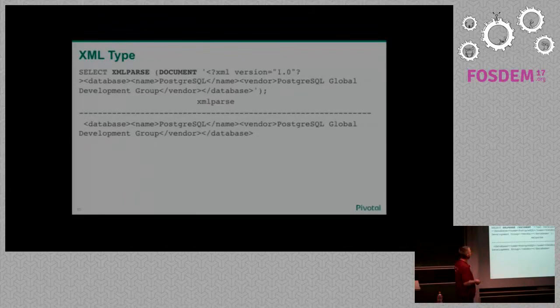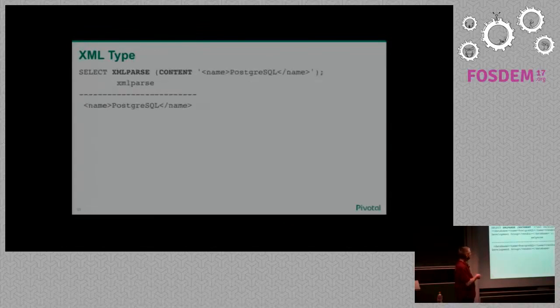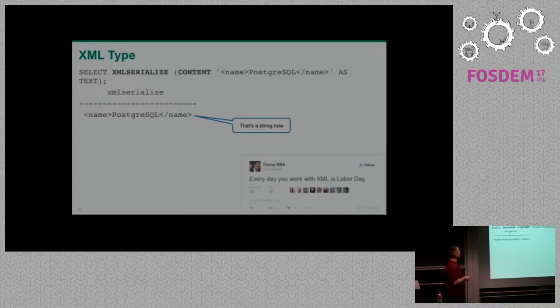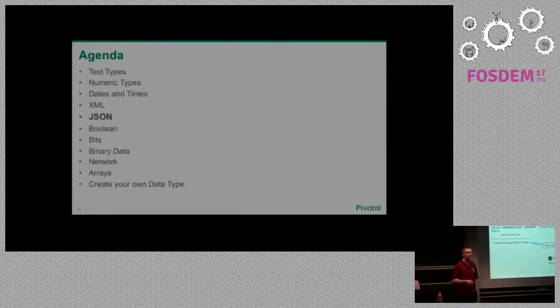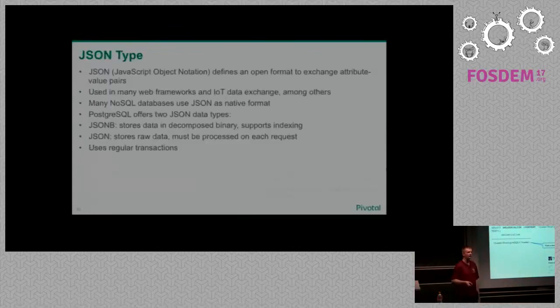So I have a few examples for you. We use XML parse to store a document. Here we have a full document using XML, and you see it returns my full document here. I can also store just a part of an XML document. And if I want to retrieve it and use it somewhere else, I can use XML serialize, have my XML content here, and I get back a string, which I can use in my application.